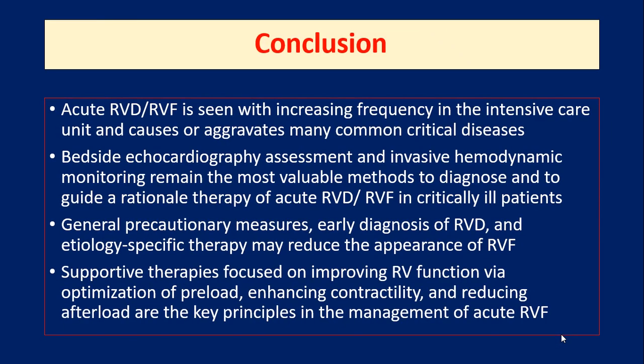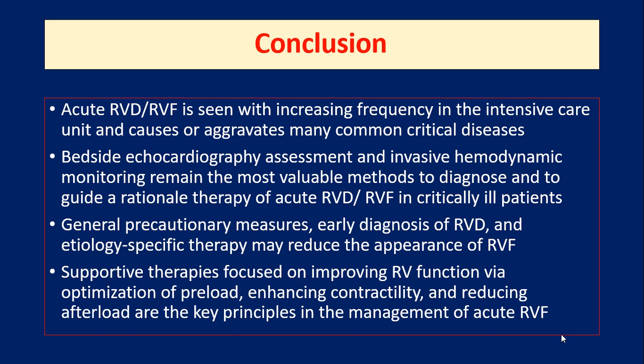So to conclude, acute right ventricular dysfunction or right ventricular failure is seen with increasing frequency in the intensive care unit and causes or aggravates many common critical illnesses. Bedside echocardiography assessment and invasive hemodynamic monitoring remain the most valuable methods to diagnose and to guide a rational therapy of acute right ventricular dysfunction or failure in critically ill patients.